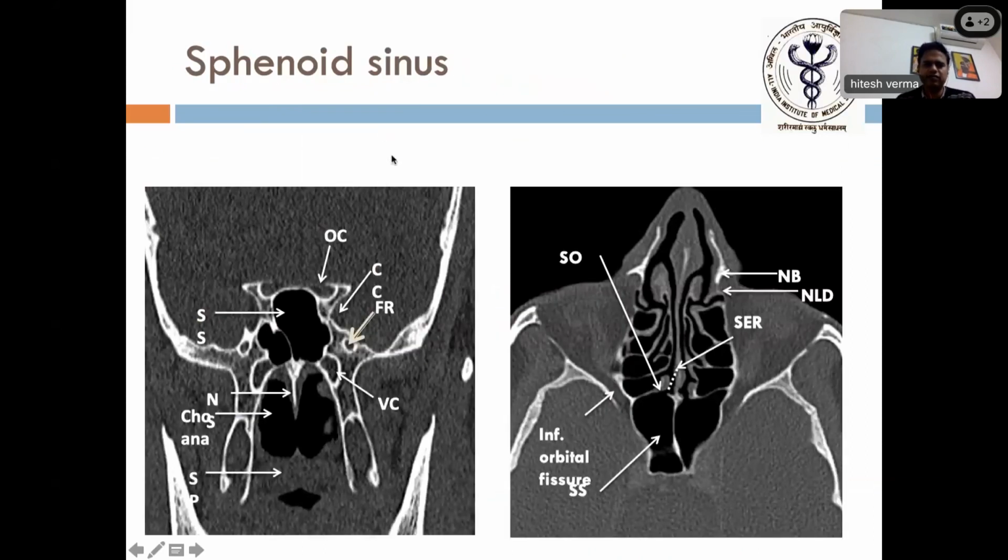Then comes the sphenoid sinus. So the sphenoid sinus is a midline sinus, close to the midline. So in this axial photograph, this is the nasal cavity. If the person is approaching through the second pass into the nasal cavity, then the person can identify the sphenoid sinus here, the sphenoid sinus ostium here.